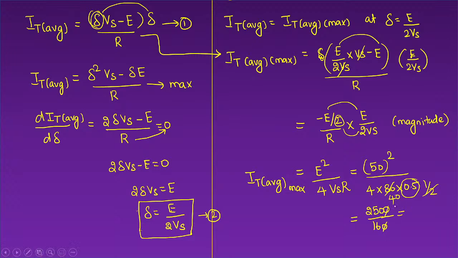Now you have to reduce 250 by 16. So here it will be equal to 15.625 ampere. That's all. This is the maximum value of the average value of the thyristor current. So finally we got it.